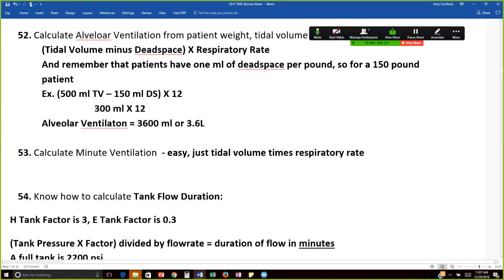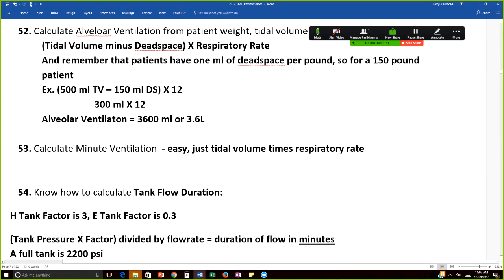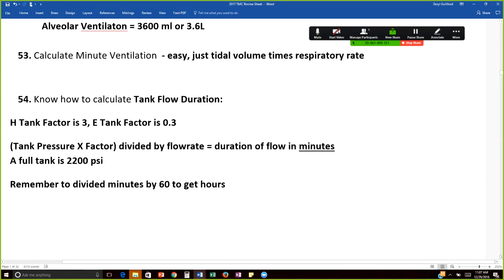The professor made a mistake on this one, folks. Let's take 450 minus 150 times 12. That's 300 times 12, and that's 3,600 milliliters or 3.6 liters. I made a mistake there, folks. But you just take the tidal volume minus the dead space times the respiratory rate. Just prove that I'm not perfect either. Minute ventilation is easy, just tidal volume times respiratory rate.